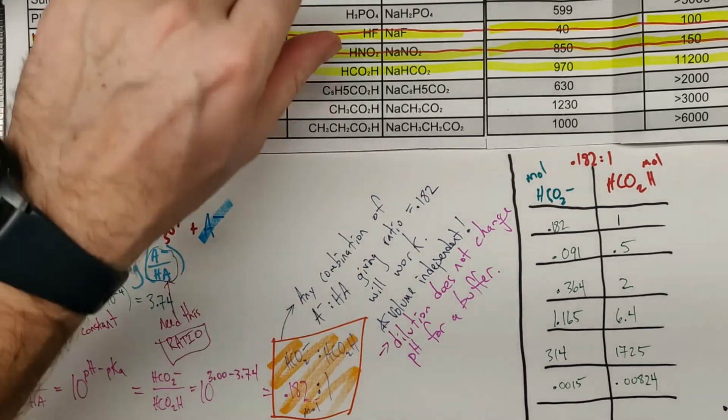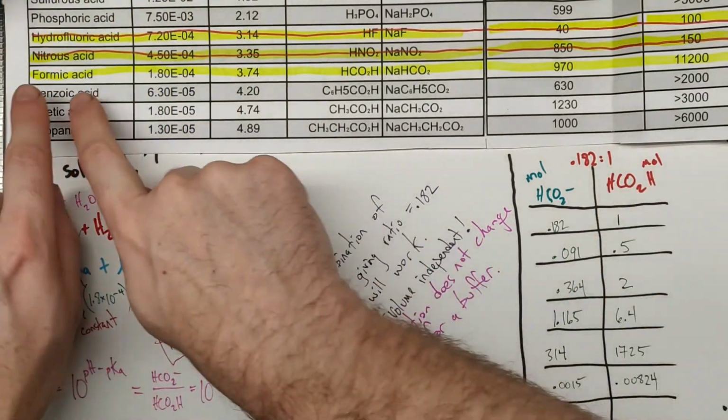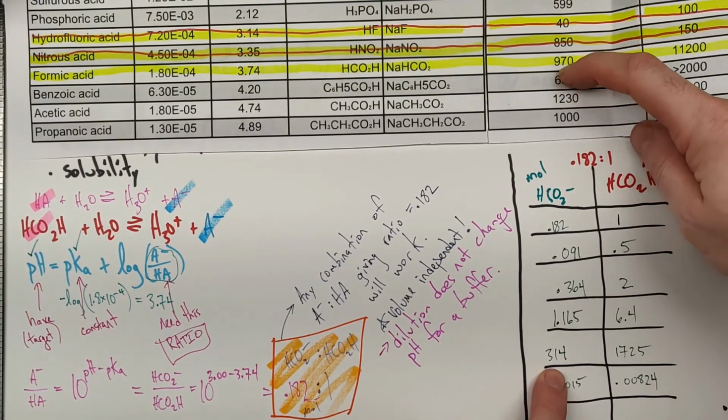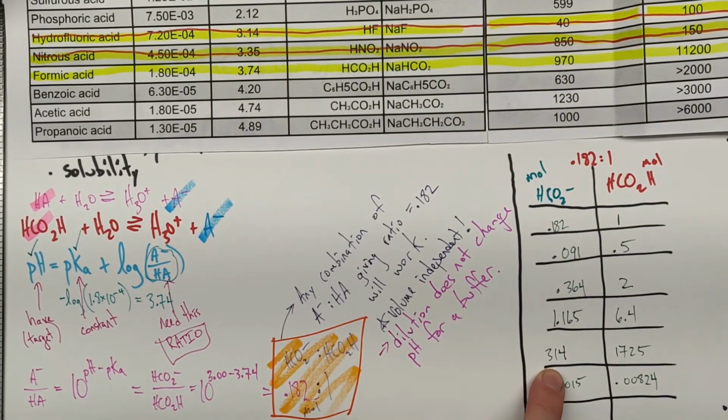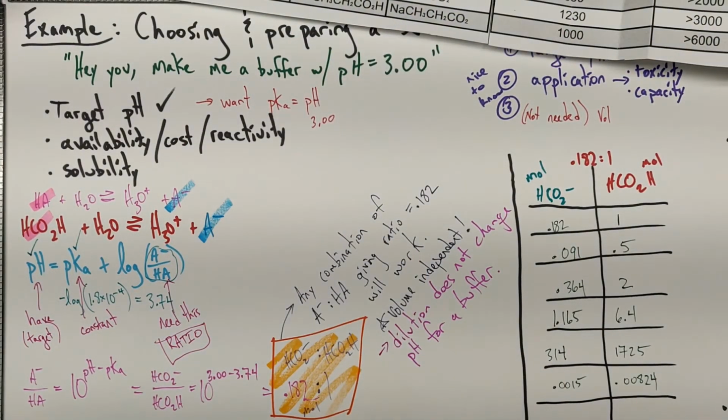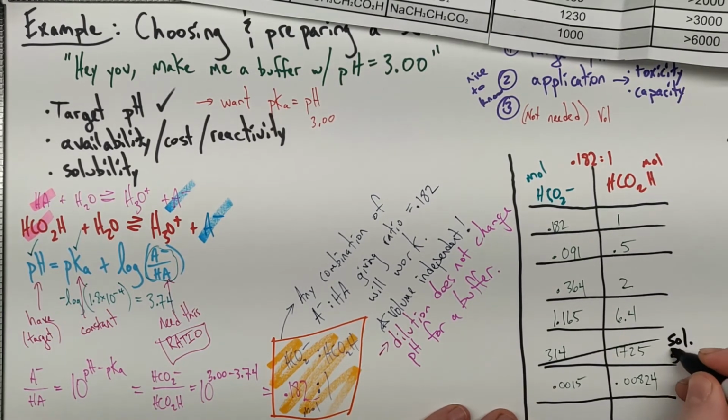So let's look at some of these considerations. First of all, we had mentioned the idea of solubility. And formic acid happens to be pretty soluble, but probably not this soluble, 314 moles to 1725 moles. And then the other disadvantage would be cost on that. So I'm going to cross this one out for reasons of solubility and reasons of cost.